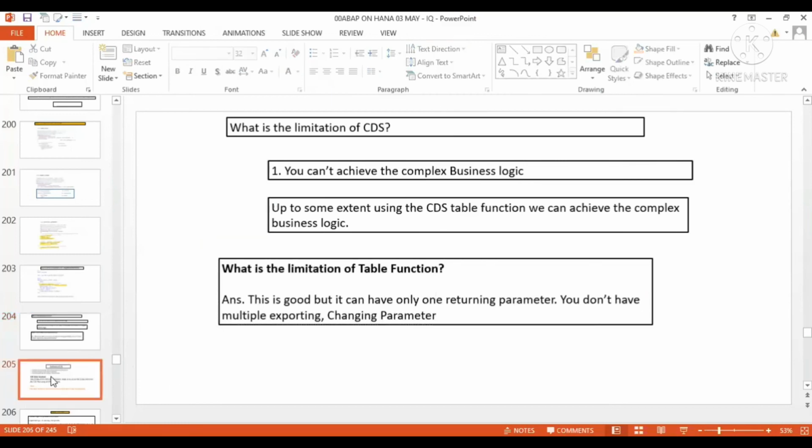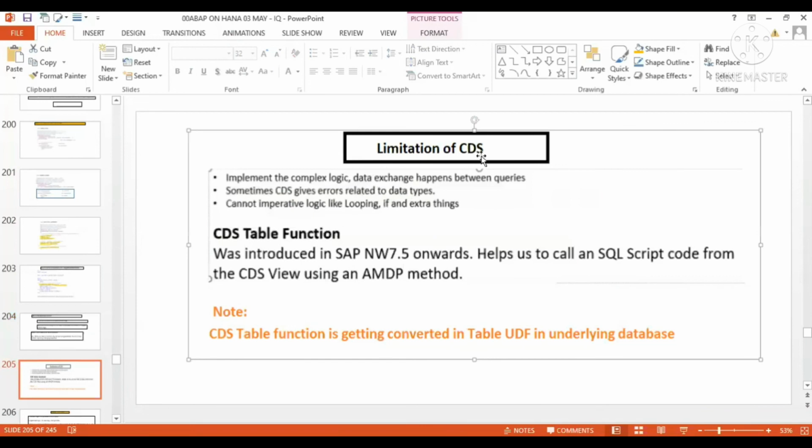Okay. So we have written here some limitations of CDS. Implementing complex logic is a challenge. Data exchange happens between the queries, right? Sometimes CDS gives errors related to data types. If you want to put an inner join on two different data types, it will give an error, right? It cannot implement imperative logic like looping, if, and extra business logic.